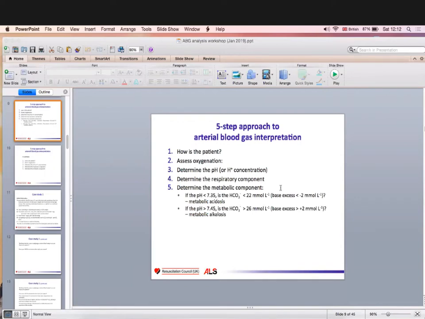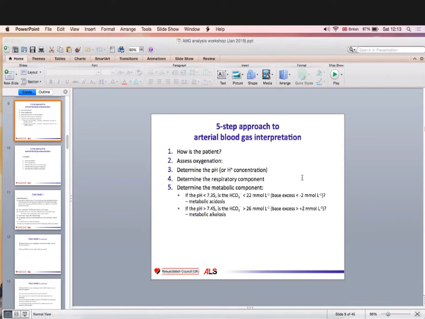If the pH is less than 7.35 and the bicarb is less than 22, it means that the patient is having metabolic acidosis. And if the pH is more than 7.45 and bicarbonate is more than 26, it means the patient is having a metabolic alkalosis. So if you look at this one, pH 7.35, bicarbonate 22, it means that the base excess is -2. So base excess, the normal value is from -2 to +2.